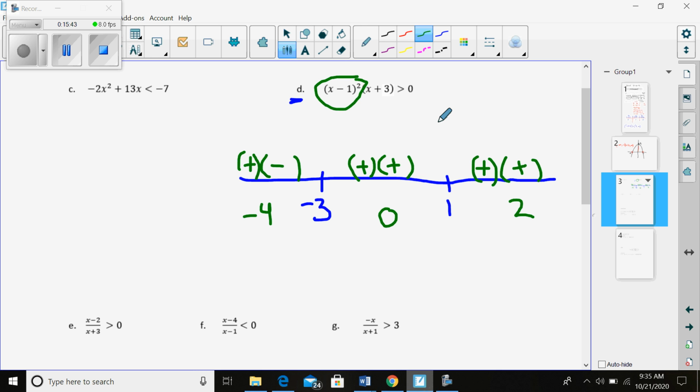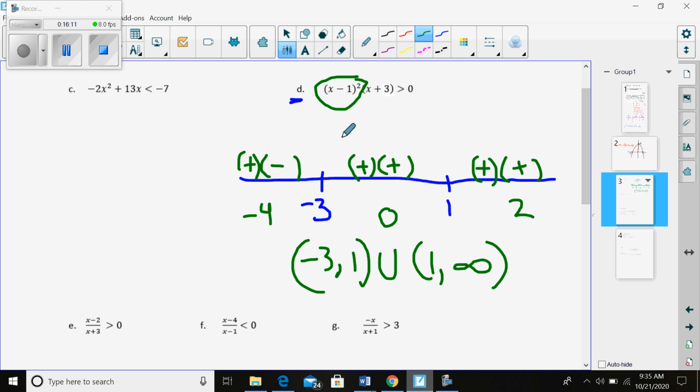So I'm being asked, where is this function greater than 0? I am greater than 0 from -3 to 1. Notice it's always the zeros that form my endpoints. Sometimes students put their test values into their intervals. You never want to do that, because the zeros of the function are where the function changes from positive versus negative. And that would be my final answer.